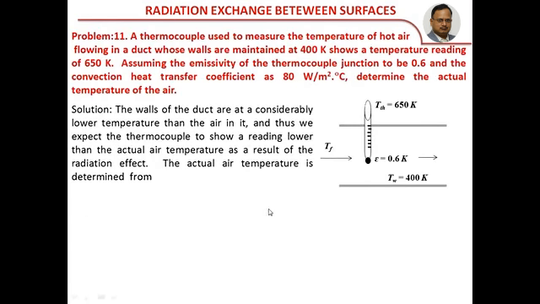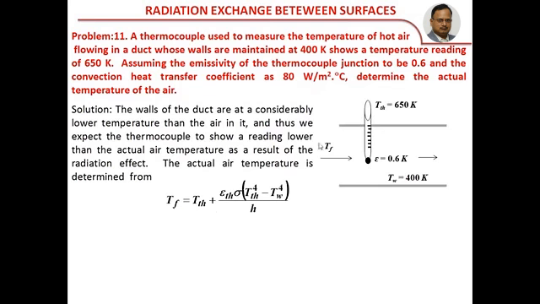Let us check a problem. 650 Kelvin is the thermometer temperature showing. Wall temperature is 400 Kelvin. Emissivity of the thermometer bulb is 0.6. Heat transfer coefficient is given as 80 watts per meter square Kelvin, and the emissivity of the thermocouple is 0.6. Now what is the actual air temperature? Is it the measured temperature or not?